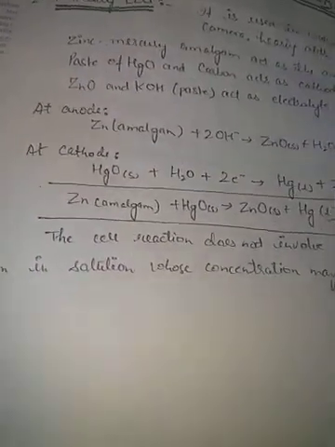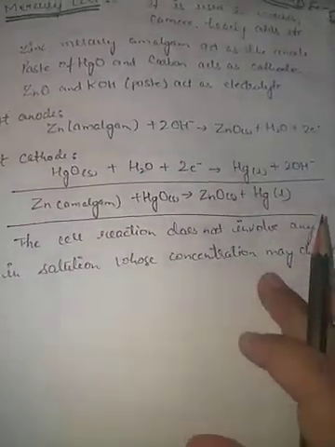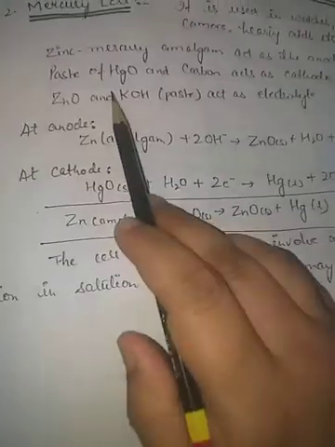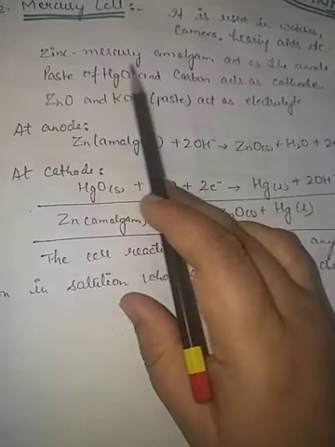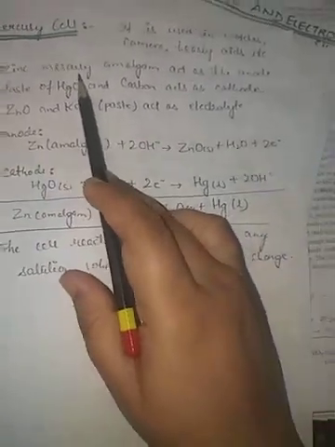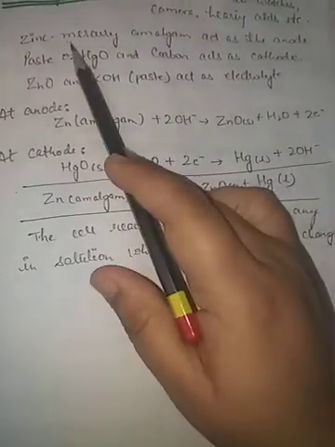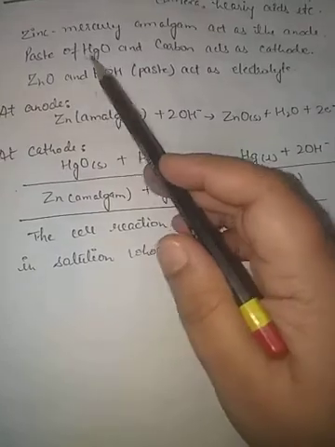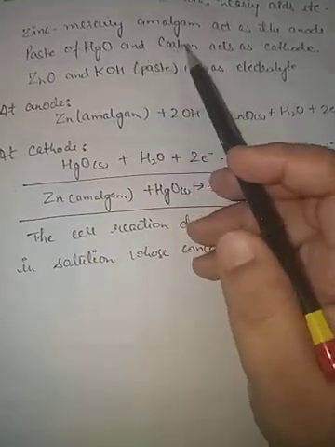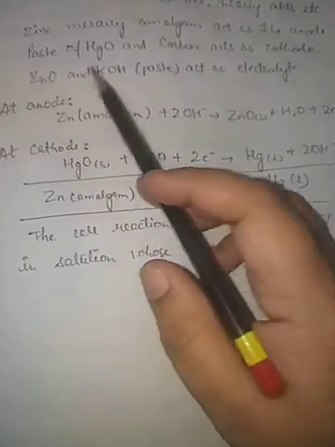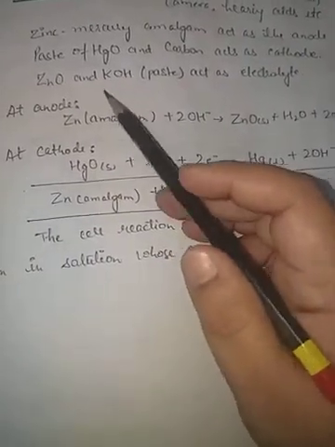Next we'll study about the mercury cell. These mercury cells are used in watches, cameras, hearing aids, etc. Here zinc and mercury amalgam, we know that it is the alloy of zinc and mercury. Since it is mercury here, it is called amalgam. Zinc mercury amalgam acts as the anode, and the paste of HgO and carbon acts as the cathode. And the paste of zinc oxide and KOH acts as the electrolyte.